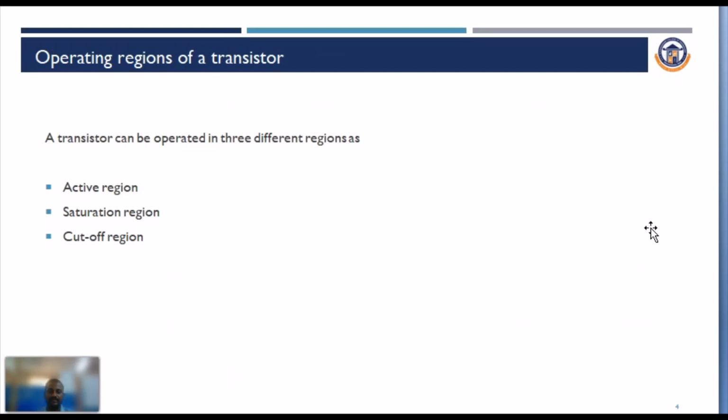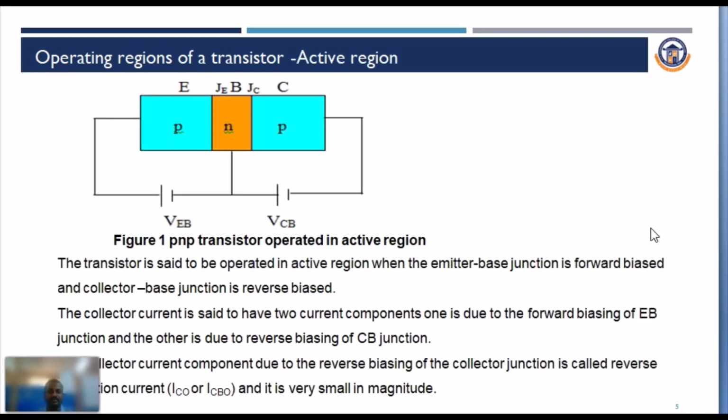Next, operating regions of a transistor. The transistor can be operated in three different regions. The first one is the active region, the second one is the saturation region, and the third one is the cutoff region. Let us discuss in detail the operating regions of a transistor, starting with the active region.